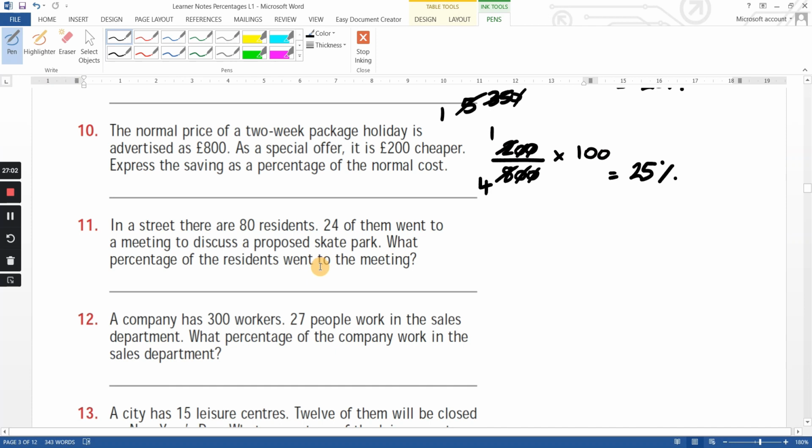Number 11. In a street there are 80 residents. 24 of them went to a meeting to discuss a proposed skate park. What percentage of the residents went to the meeting? So 24 out of 80. Again, let's simplify this, and I can see that 8 goes into that 3 times, 8 goes into that 10 times, so it's 3/10. 3/10 as a percentage is 30%.